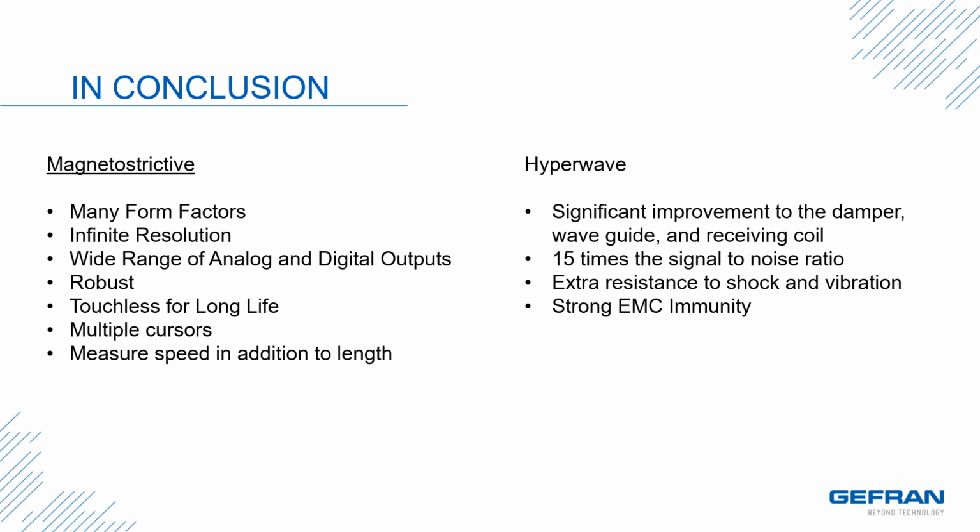In conclusion, transducers utilizing magnetostrictive technology come in many form factors, have infinite resolution, come in a wide range of analog and digital outputs, are robust, they are touchless for long life, have multiple cursors, and can measure speed in addition to length. Gefran's Hyperwave technology involves a significant improvement to the damper, waveguide, and receiving coil. This results in 15 times the signal-to-noise ratio, extra resistance to shock and vibration, and strong EMC immunity.